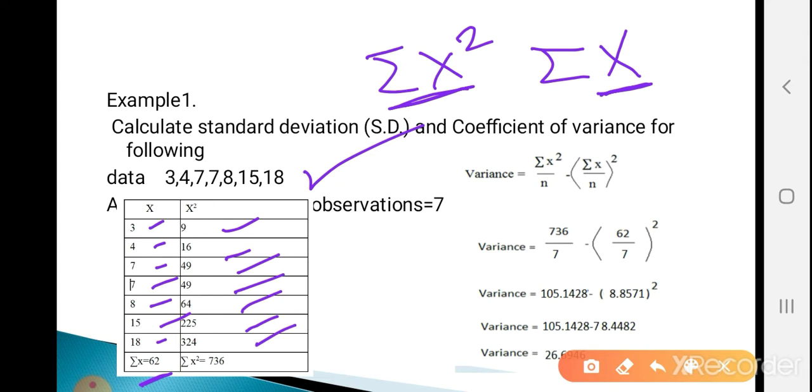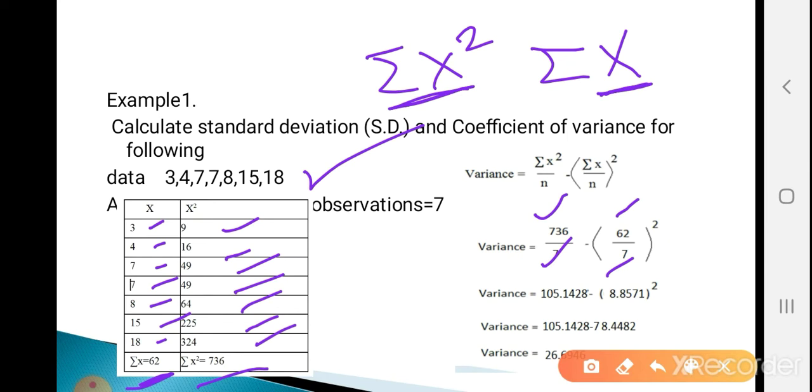Now the summation x square value is 736, that is 9 plus 16 plus 49 plus 49 plus 64 plus 225 plus 324. Now just plug the values of summation x square, summation x and small n in the formula. So the variance is equal to 736 divided by 7 minus, what is the summation x value? 62. So 62 divided by 7, its square.